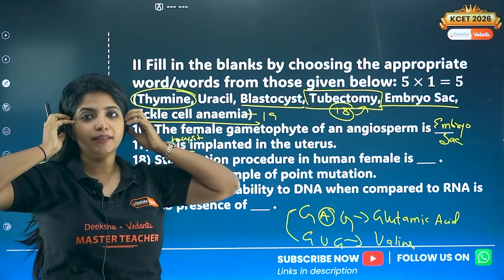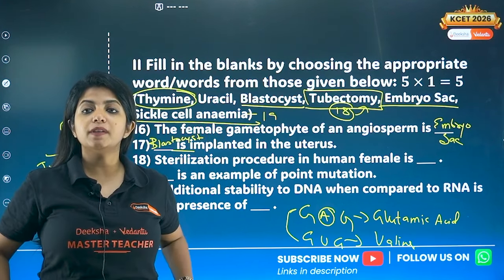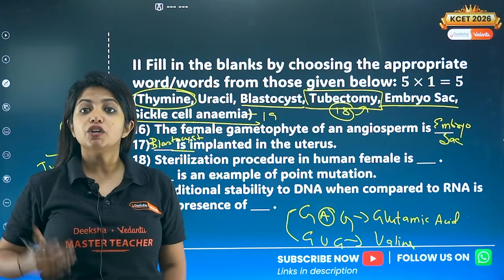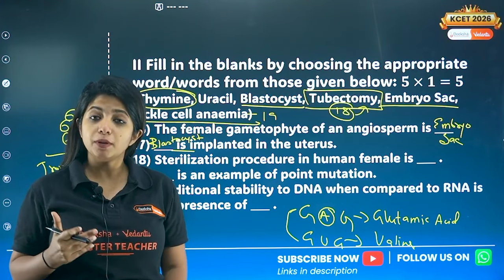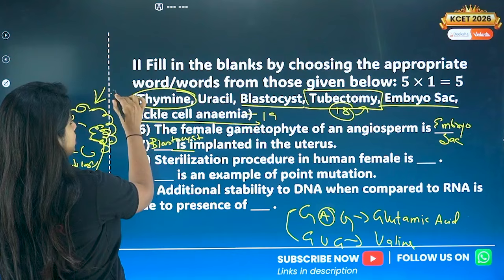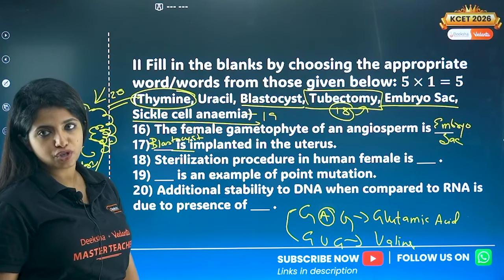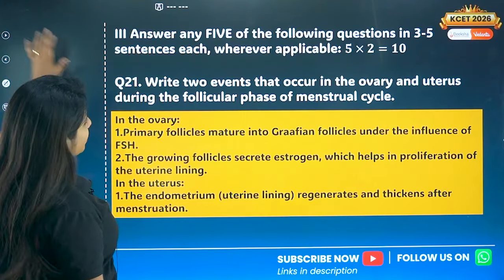Any idea? There is a methyl group that is being added, my dear children. A methyl group is added to the uracil to make it thymine, which is why thymine is also known as 5-methyl uracil. So your answer for this question is thymine, not uracil. You're asked about why DNA is more stable. Okay? Next questions are there.